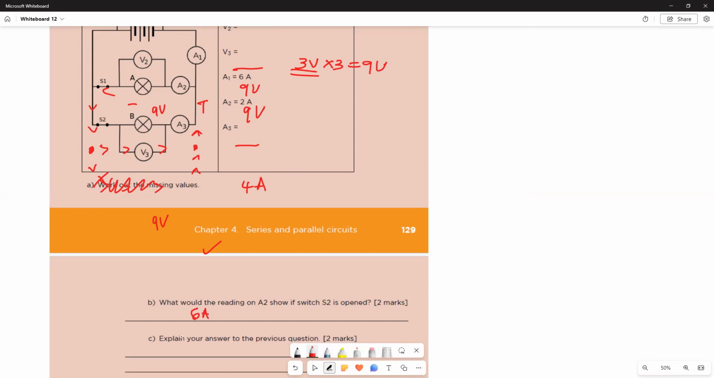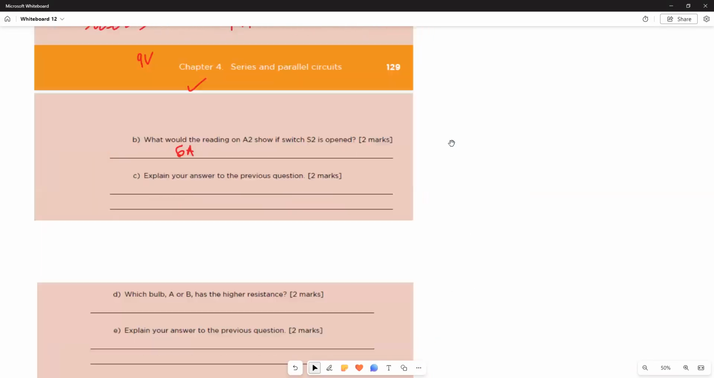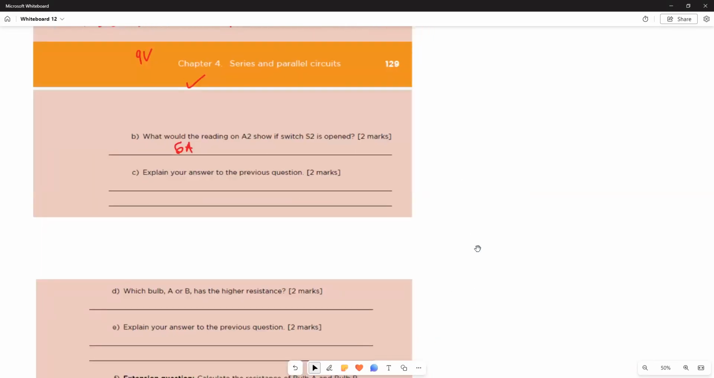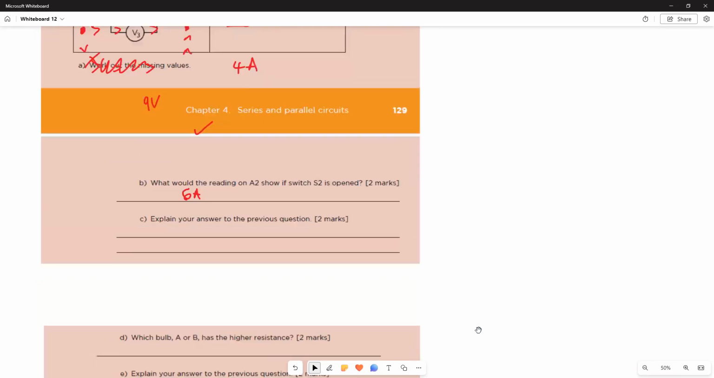And then here you're going to say 6 amperes. And then I just explained, I said, because if switch 2 is opened, now we're going to have a completely series circuit, which means there's no split in current. Therefore, the current flow throughout the circuit will be the same as the total current of 6 amps. Okay, that's that. Which bulb, A or B, has a higher resistance? Let's check. Bulb A or B.